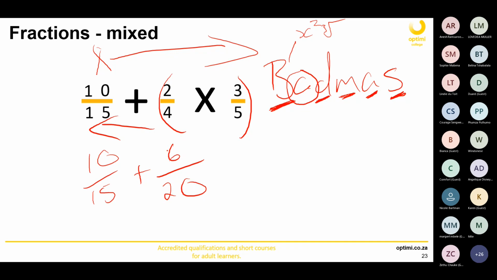10 plus 6, 10 over 15 plus 6 over 20. What is the easiest way to get the common denominator? What is the common denominator in this case? Five. Okay. 300.